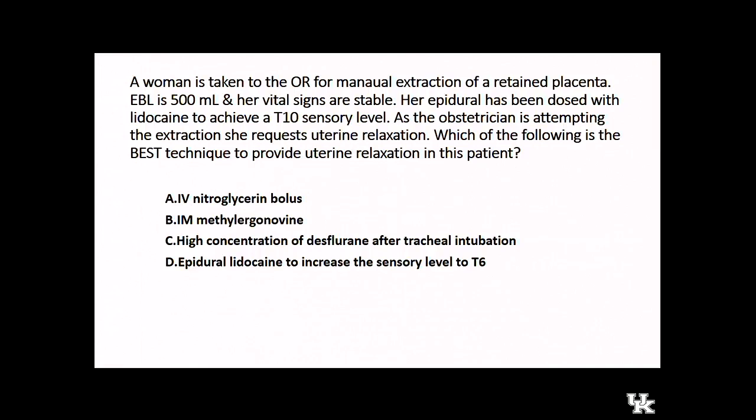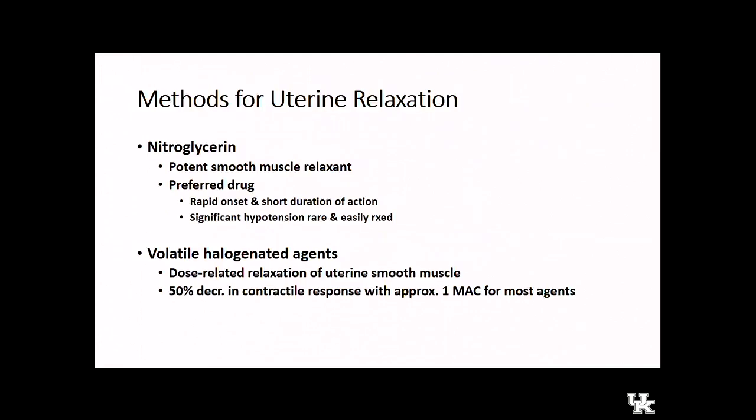What was that? Yes, nitroglycerin. So let's go over a little bit about methods for uterine relaxation. Nitroglycerin is a potent smooth muscle relaxant. The uterus is a smooth muscle, so it is the preferred drug when you need rapid onset uterine relaxation.